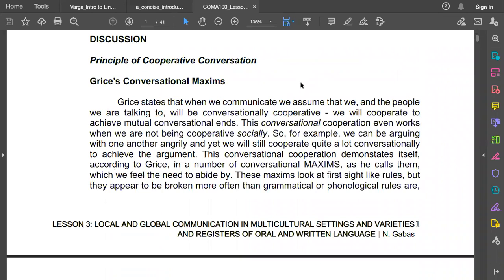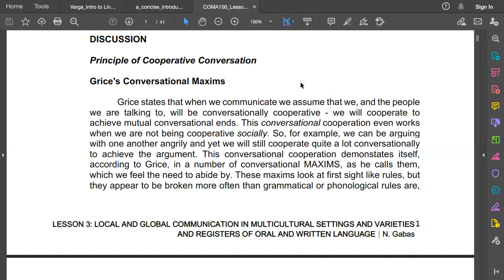We open the discussion with the principle of cooperative conversation. When we talk about cooperative conversation, it is proposed by H. Grice. That's what I say in books. He states that when we communicate, we assume that we and the people we are talking to will be conversationally cooperative. So we have a mindset that we are having a conversation. It is a give and take, a two-way process. And in order for the conversation to be successful, we need to cooperate to achieve mutual conversational ends. This conversational cooperation even works when we are not being cooperative socially.